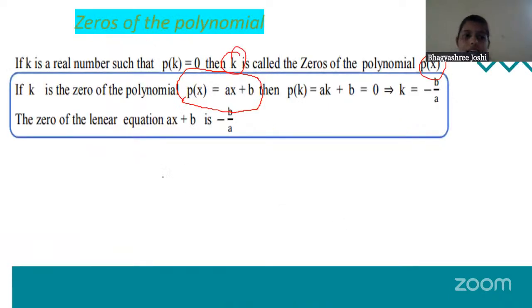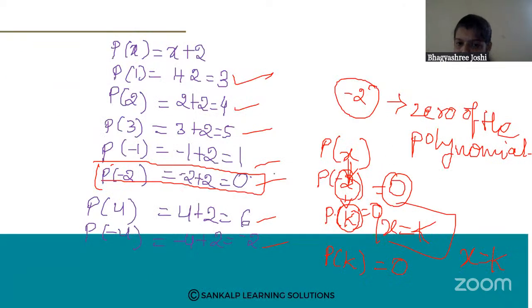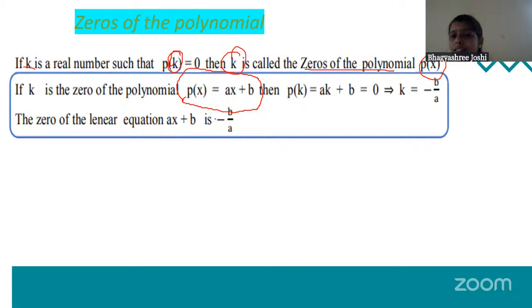If k, this k, okay, k is a real number, then p of k is equal to 0. Means in which value of k polynomial will become 0? That is k value. p of k is equal to 0, then k is called zeros of the polynomial. Here -2 is the zero of this polynomial. This -2 is k only. Therefore, k is called the zeros of the polynomial p of x, right?